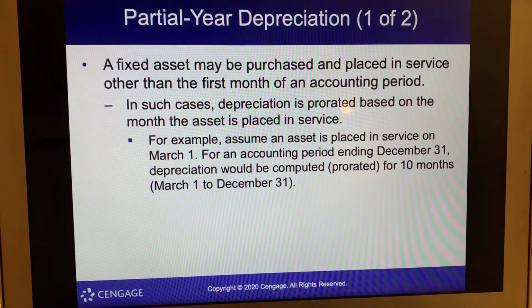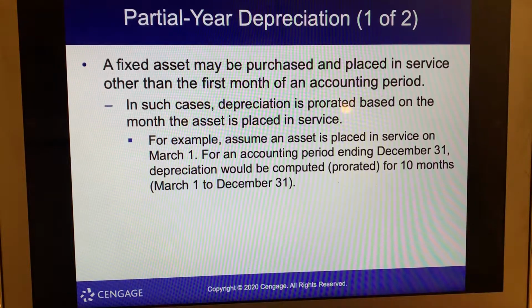Partial year depreciation: a fixed asset may be purchased and placed in service other than the first month of an accounting period. In such cases, depreciation is prorated based on the month the asset is placed in service. For example, assume an asset is placed in service on March 1 for an accounting period ending December 31. Depreciation will be computed prorated for 10 months, March 1 through December 31 of the following year.